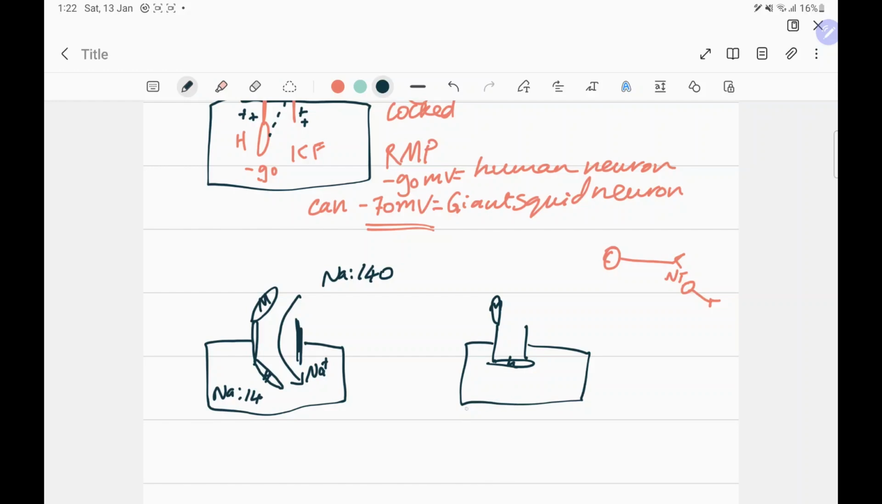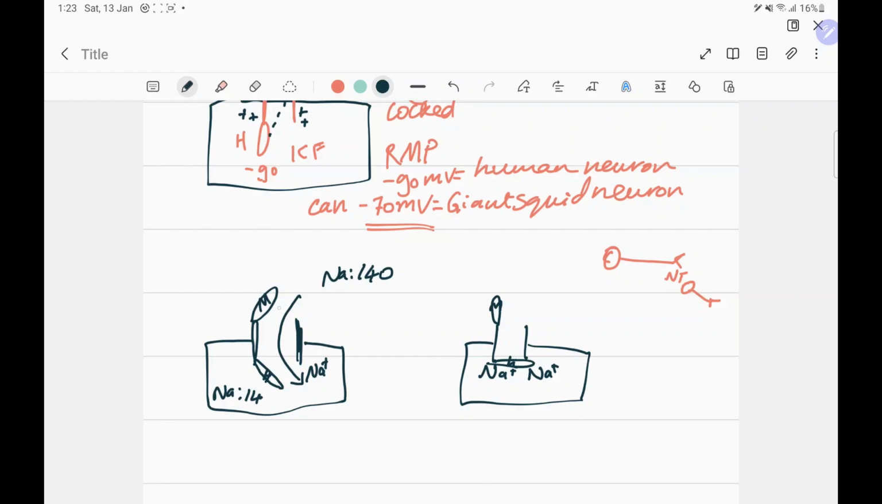Over here, this is the inactive state. No more sodium is going to come in. A lot of sodium just gushed in over there, and you're not going to get any more sodium in because this H gate has closed. There's a funny way of remembering this.